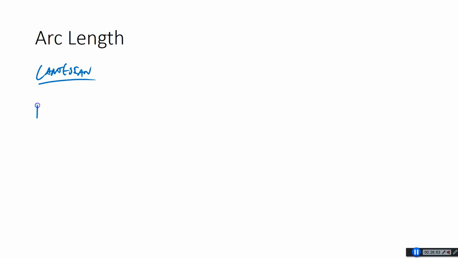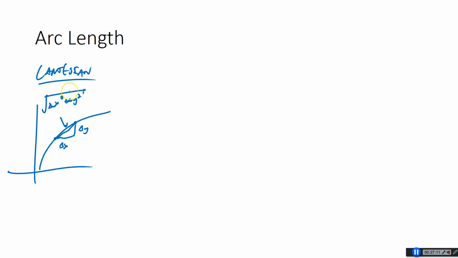With Cartesian coordinates, we had something like this. I remember drawing this picture on the board: we had a start point and an end point, and we had delta x and delta y, and we really wanted to find that hypotenuse. We knew the hypotenuse was the square root of delta x squared plus delta y squared. The problem was we wanted a delta x at the end, so we had to integrate from a to b, the square root of 1 plus the derivative squared.